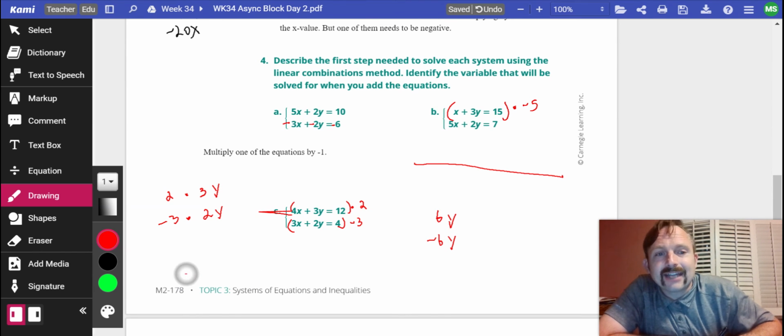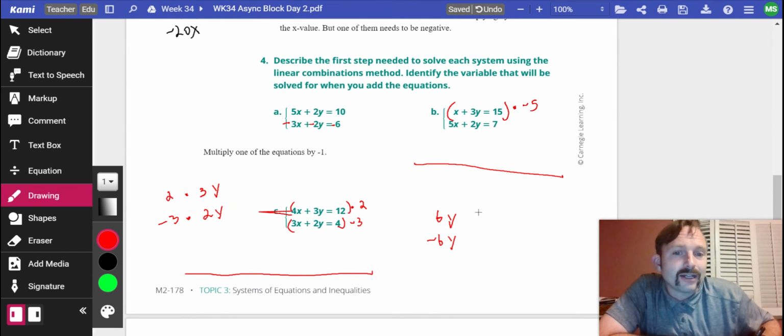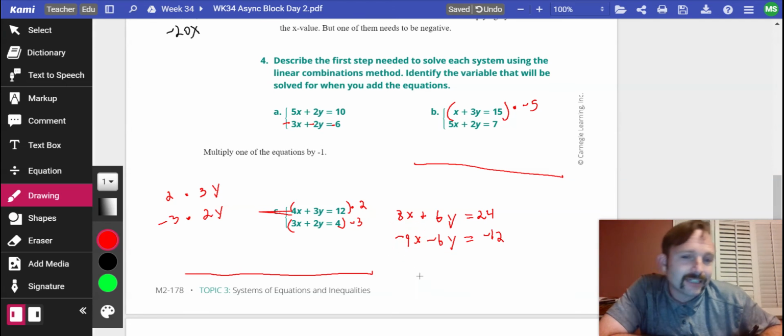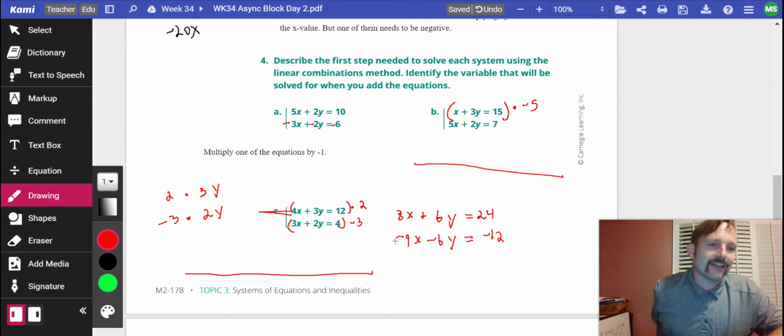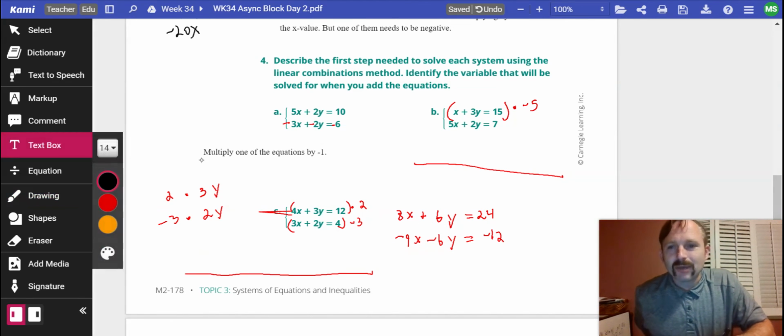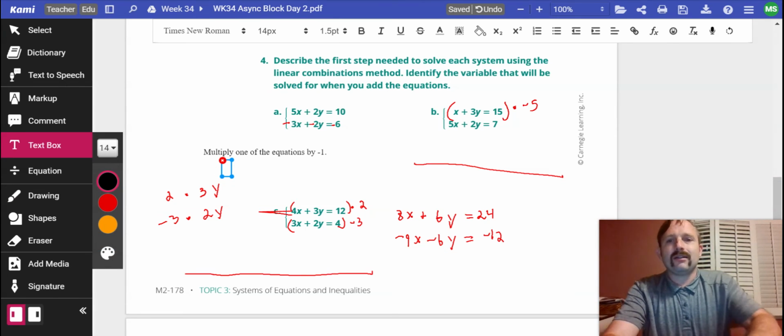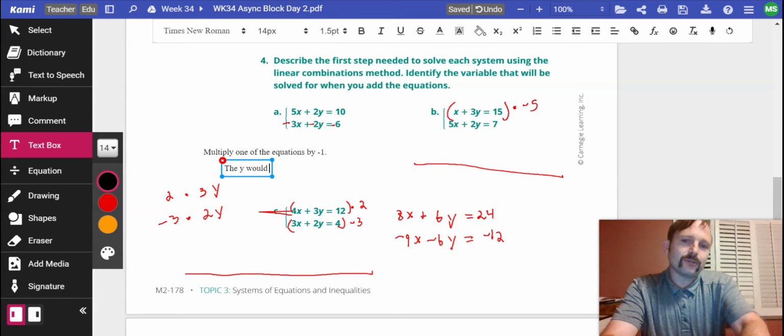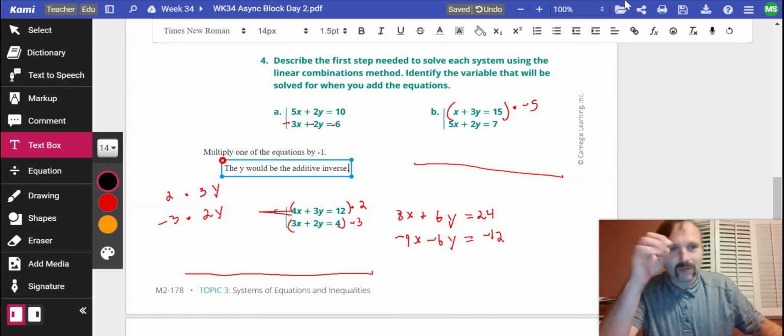Go ahead and write that sentence out right here while I write out the equation of what it would look like. Now you don't need to write this. I'm just showing you what it would look like. 8x, -3 times that, -9x. And so if we add these together, the y's would cancel out. Now I guess we should go back and write this out. The y would be the additive inverse. All right, let's pause for a second.